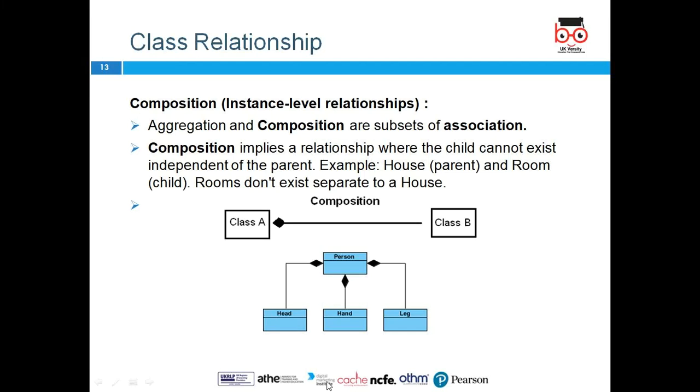Composition is again a subset of association or relation. Composition implies a relationship where a child cannot exist independent of a parent. For example, house and room. If you destroy the house, do you think the room would remain there? No. And if there is a person, if you kill the person, then the head, hands, and legs would also be destroyed.